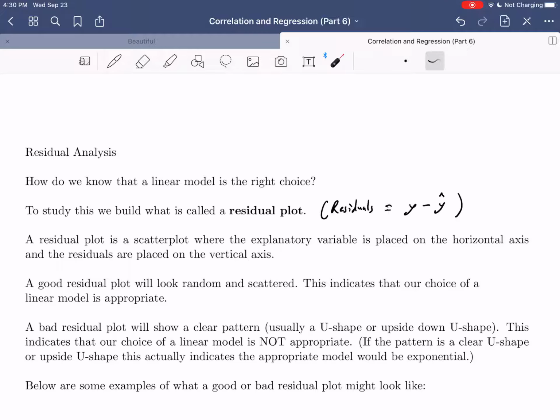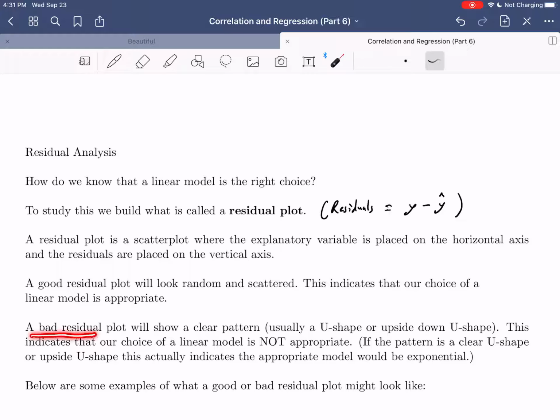A quote-unquote good residual plot will look random and scattered, meaning that those residuals, those errors, should be random and scattered. There's always going to be errors, right? No model is going to be perfect, but we want those errors to look random and scattered. If we see that, it indicates that our choice of a linear model is appropriate. In other words, this confirms that the form is linear, and choosing a linear model is appropriate.